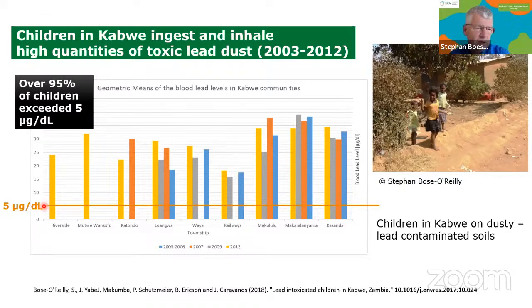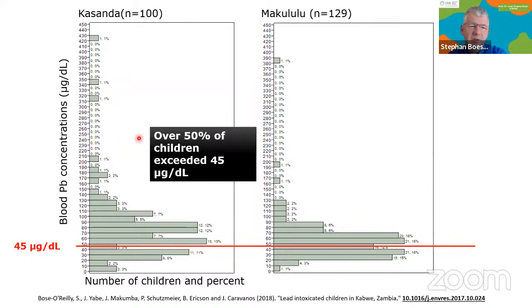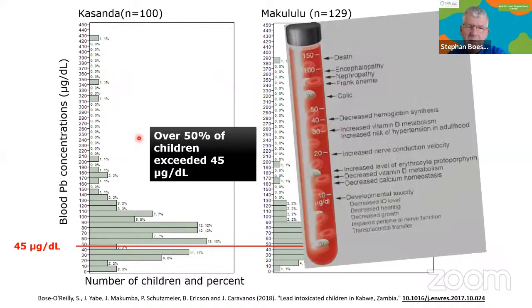Giving more details, these are two of the main exposed townships, Kasanda and Makululu. Here once again in micrograms per deciliter. And here you see the percentage of children within these areas. And 45 micrograms per deciliter is the recommendation above which you should start a treatment to lower the blood lead levels with an antidote. So a high amount of children in this area require treatment. It was about 50% at this time when we looked at the data.